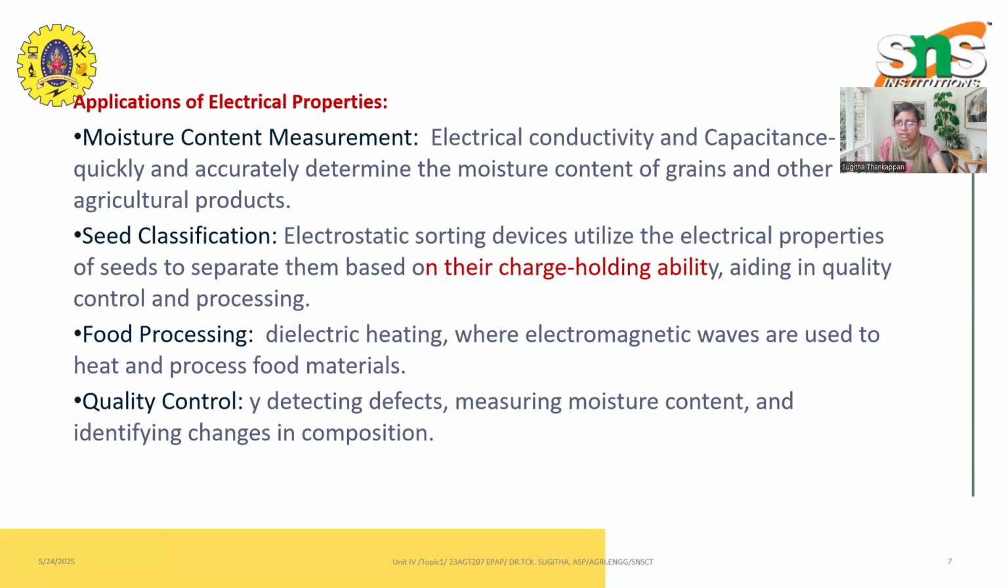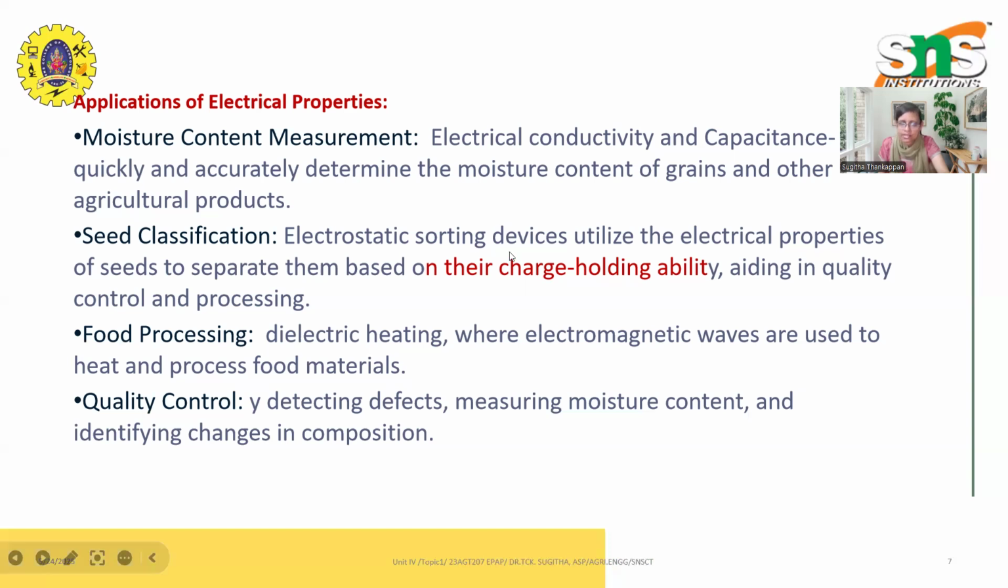Then another important application is seed classification. Electrostatic sorting devices are available which apply electrical properties to separate the seeds based on their charge holding ability. This is very important, which helps in quality control as well as processing.